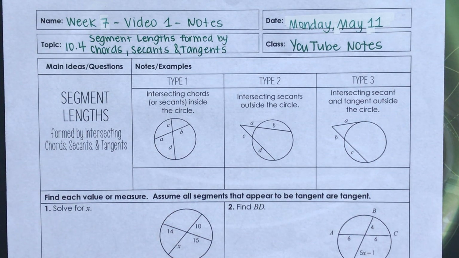Our last topic we talked about was 10.5. We talked about some tangent lines in a circle. We're kind of backtracking now. We're going back to 10.4, and still talking some more about circles and their properties. So let's get ourselves started.